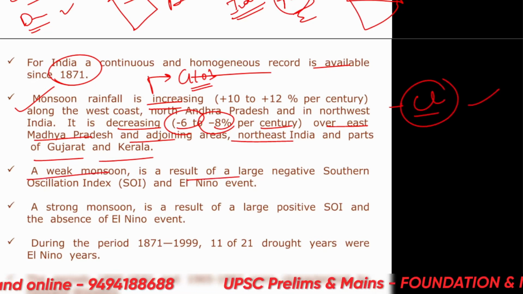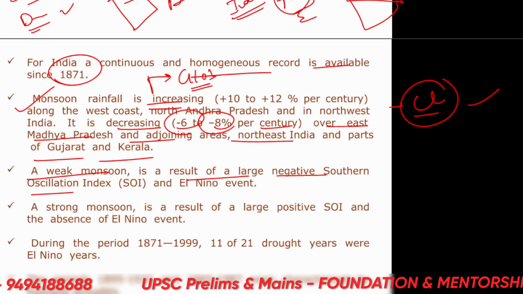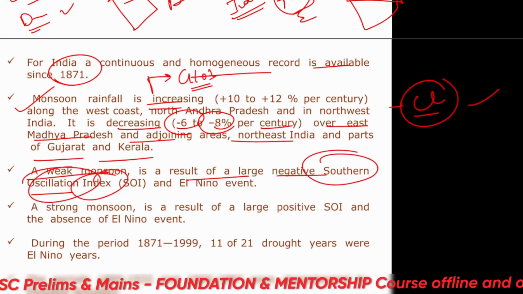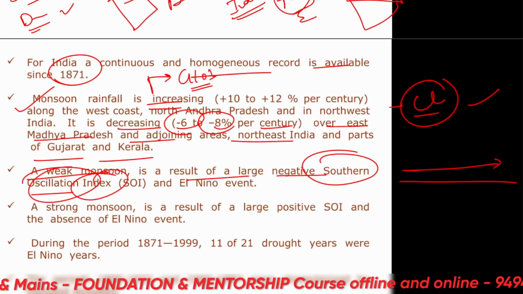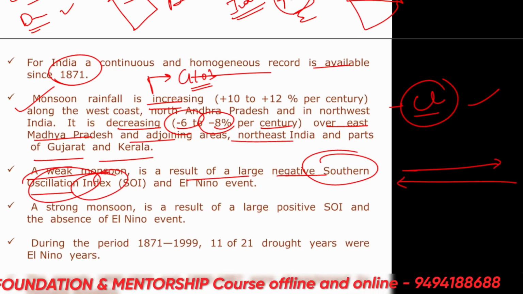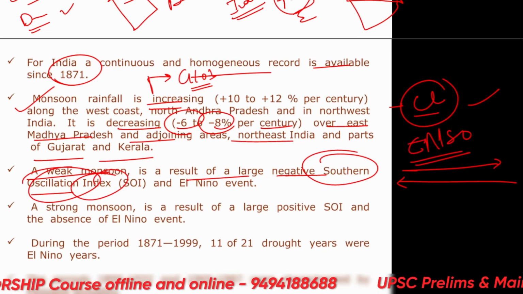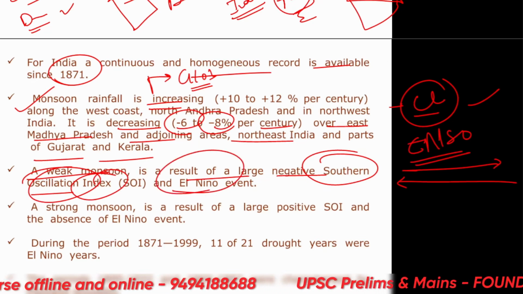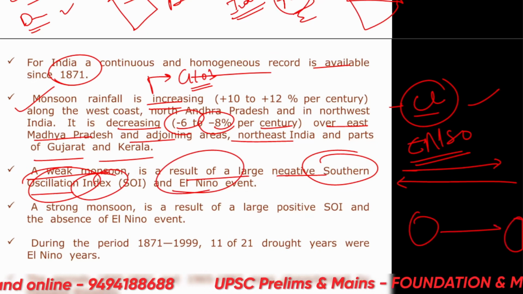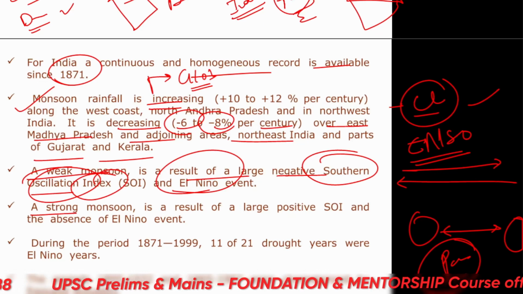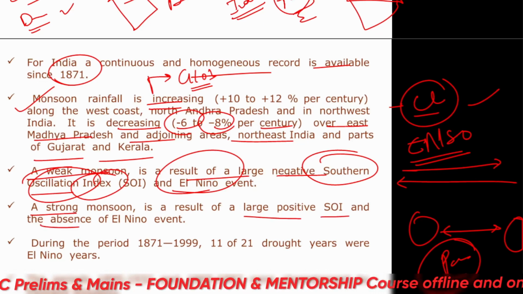So a weak monsoon is a result of a large negative SOI, Southern Oscillation Index. So what is the Southern Oscillation Index? There is some temperature index going on between the Indian Ocean as well. This is known as ENSO. Alright, we'll see about this very soon. And El Nino events are between Australia and South America. So they are more related to the Pacific Ocean. So a strong monsoon is a result of a large positive SOI and the absence of El Nino events.